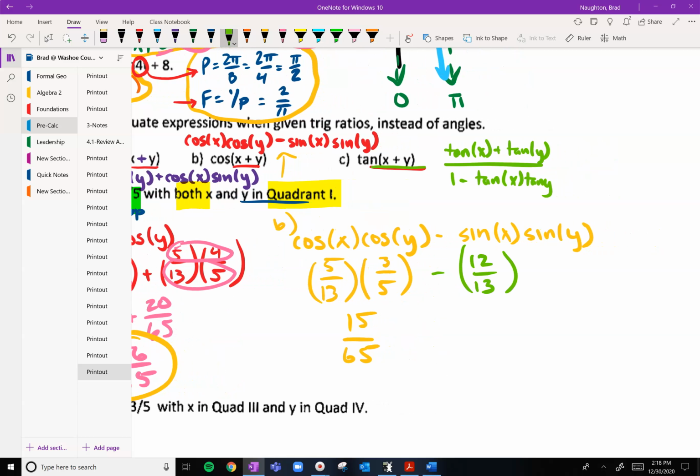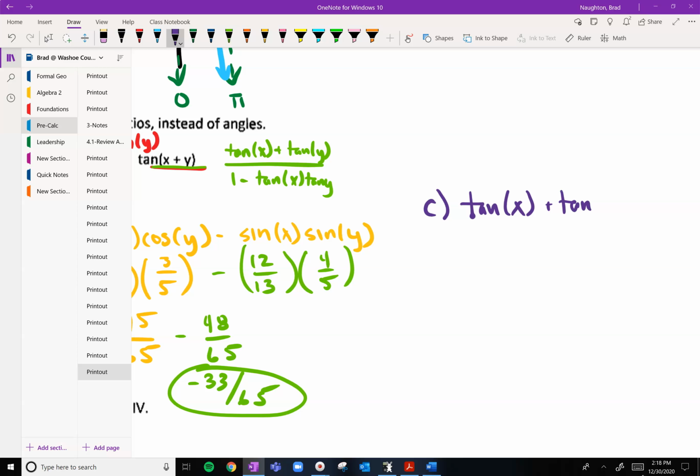Alrighty, and then part C is going to be obviously with our tangents. So I'm going to use the same rules that we talked about yesterday or in the previous video. And since this is a fraction, you want to just do the numerator first and then worry about your denominator. So I'm going to look at just this tan x and tan y first, and then I'm going to go ahead and worry about my denominator.